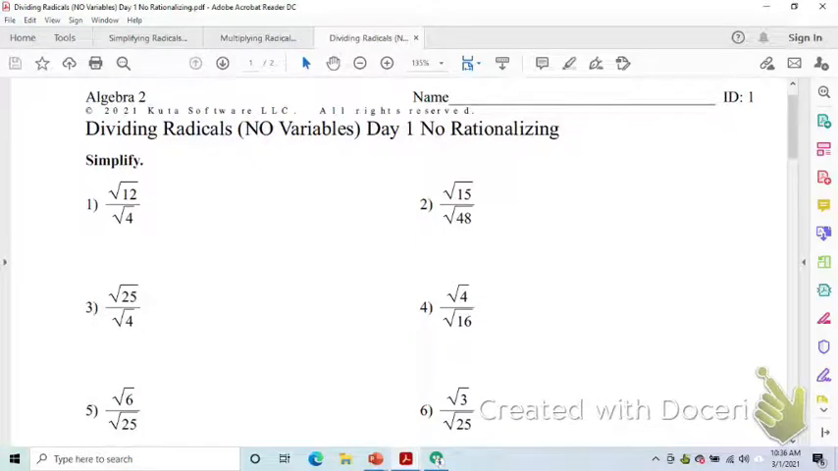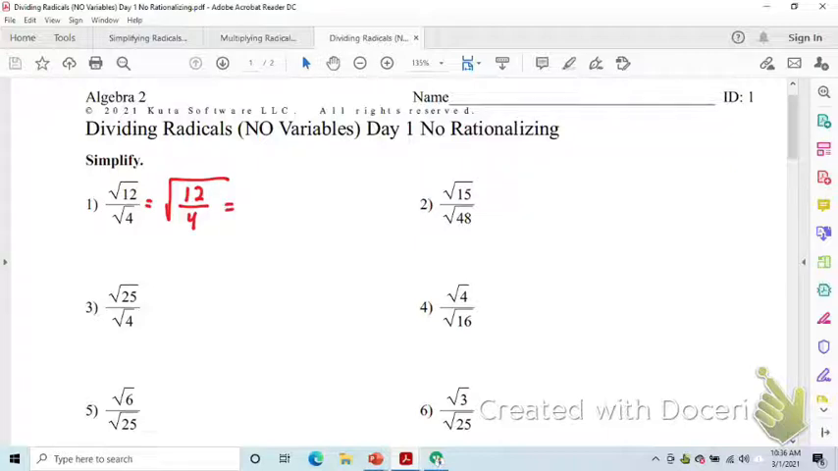All right, we're dividing radicals now, and this one's going to be easy because we don't have to rationalize anything. Hopefully you know what rationalizing is, and if you don't, you're going to find out. So anytime you see two radicals being divided, you can always look at them as one big root over the division problem.